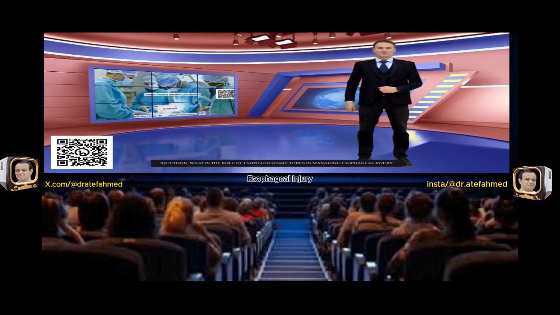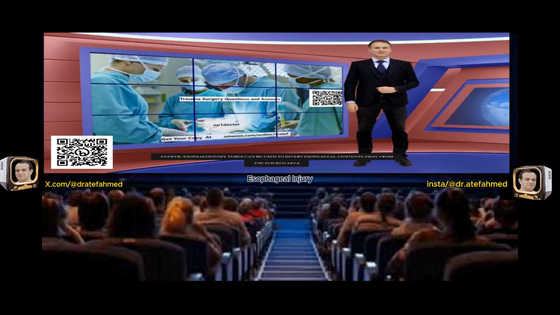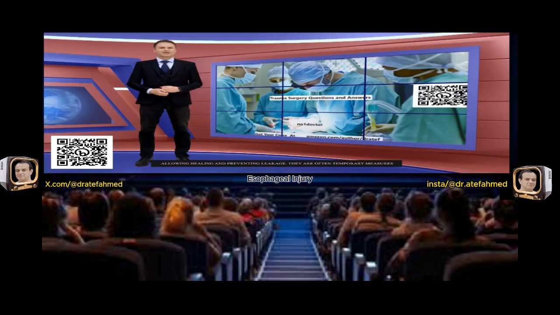Question: What is the role of esophagostomy tubes in managing esophageal injury? Answer: Esophagostomy tubes can be used to divert esophageal contents away from the injured area, allowing healing and preventing leakage. They are often temporary measures.